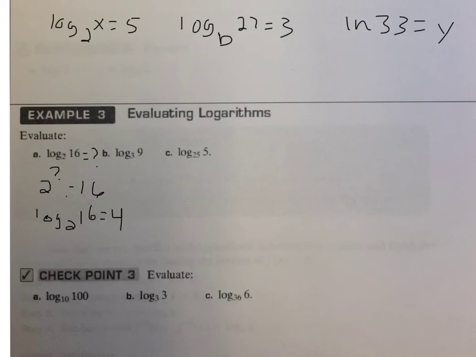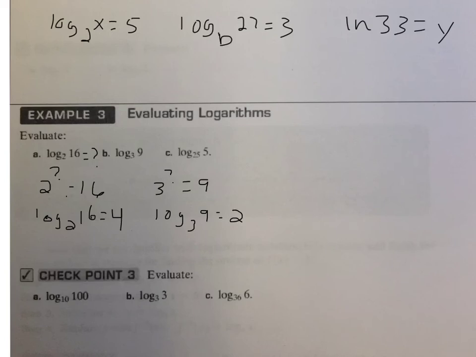Let's look at B. We've got 3 to some power, and that has to equal 9. Well, most everybody should know 3 squared equals 9. So the log base 3 of 9 equals 2.